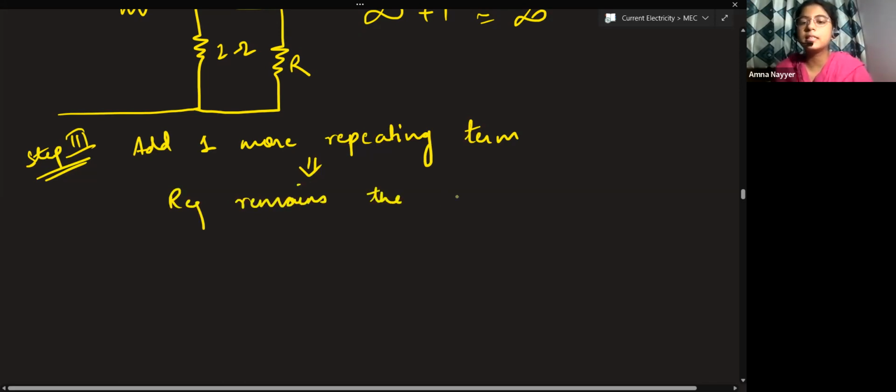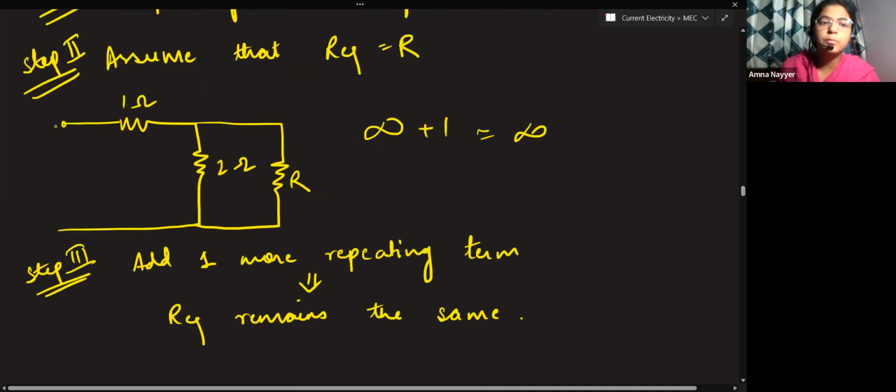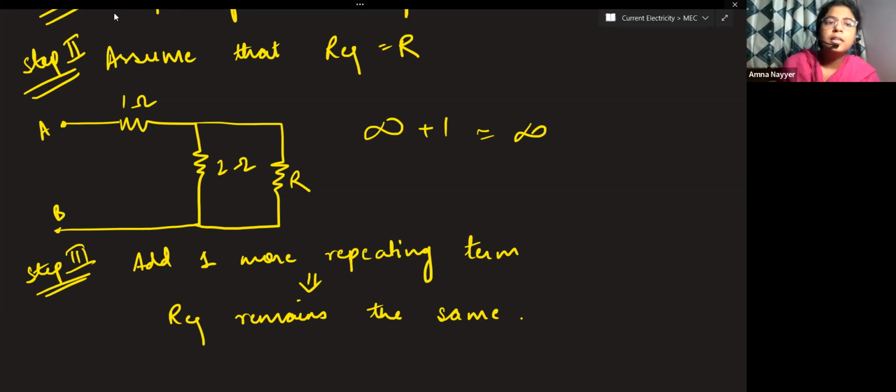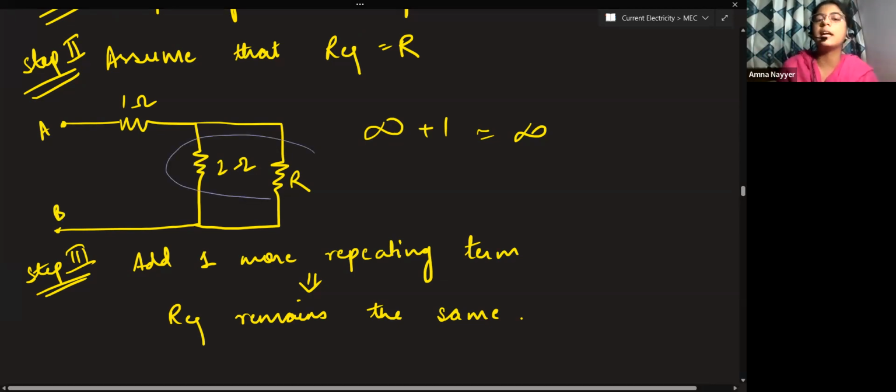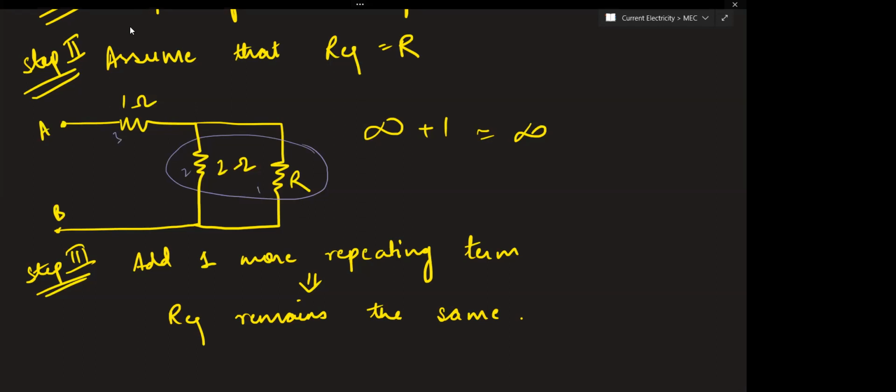This remains the same. Now, we cannot solve the infinite series circuit, but we can solve this circuit. This is known to us. If this point is A, this point is B, and I have to find out the equivalent resistance between A and B, I will be easily able to find it. Can you tell me how are both of these connected? Let's say this is 1, 2, 3. Parallel. Yes, Fatima. They are connected in parallel.